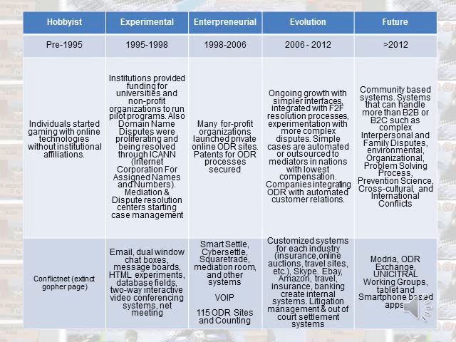The experimental phase was between 1995 and 1998, where there were very few documented cases of disputes actually being resolved online. Institutions provided funding for universities, and nonprofit organizations ran some pilot programs, some tests. There were name disputes coming up, so ICANN, the Internet Corporation for Assigned Names and Numbers, set up an online ombudsman, and they started resolving some cases there.